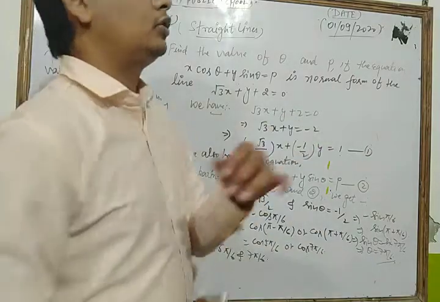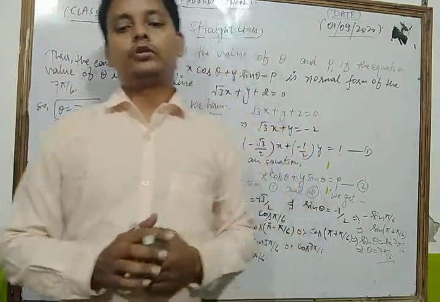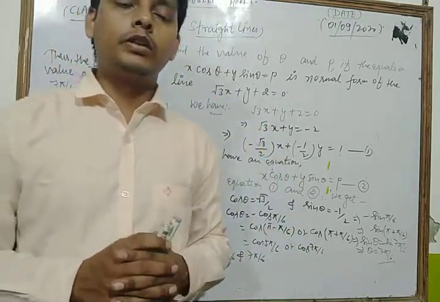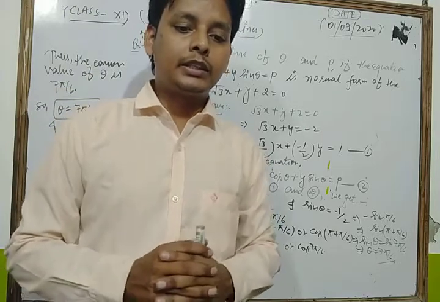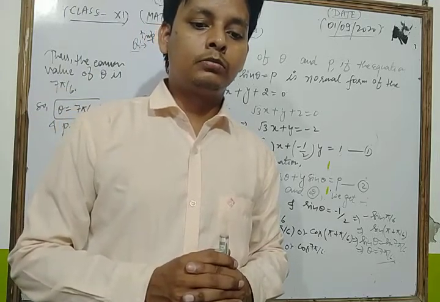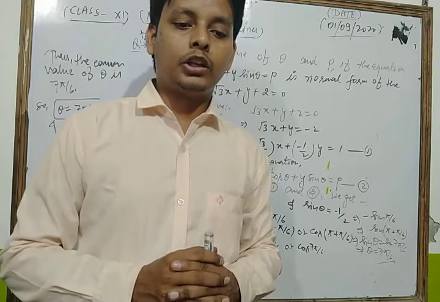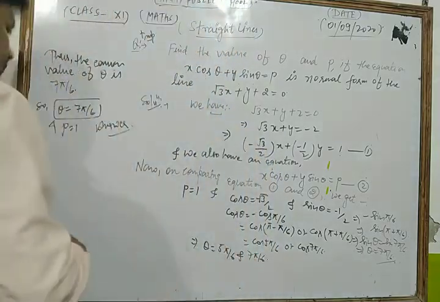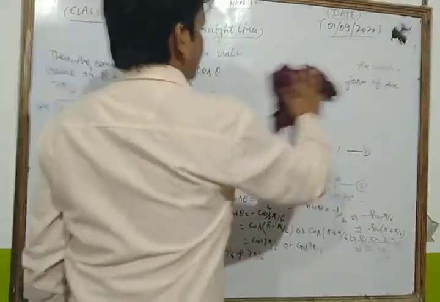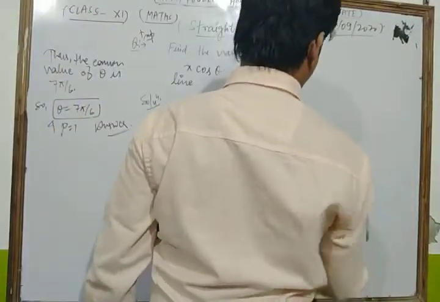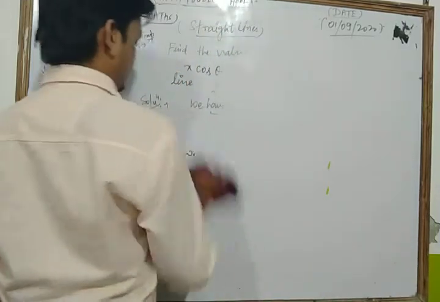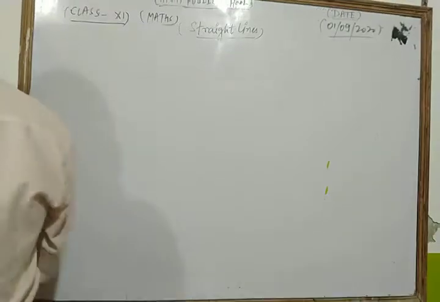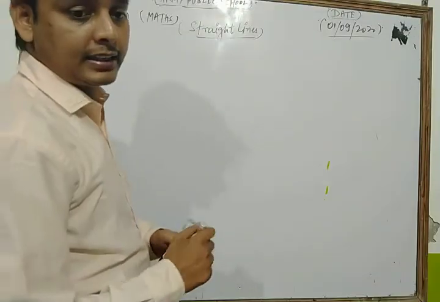So dear student, in this way you can solve each and every question of your NCERT exercise based on that topic. Now we take the next topic of that chapter, which is the distance form of a line, the equation of a line in distance form. Let's see, this is one of the most important topics of your syllabus. Now your next topic is distance form of a line.